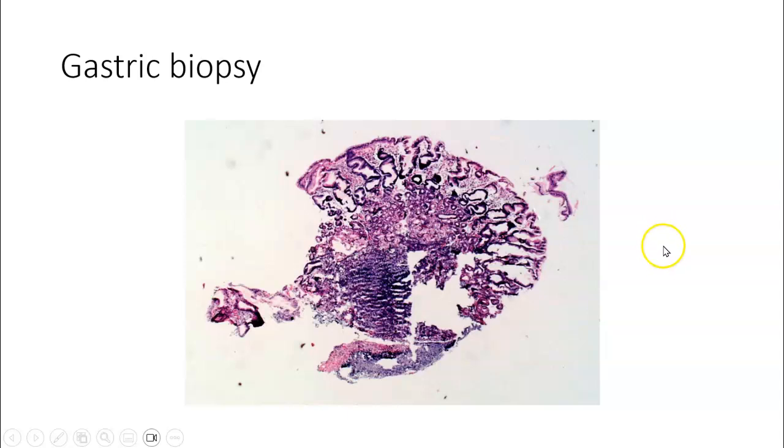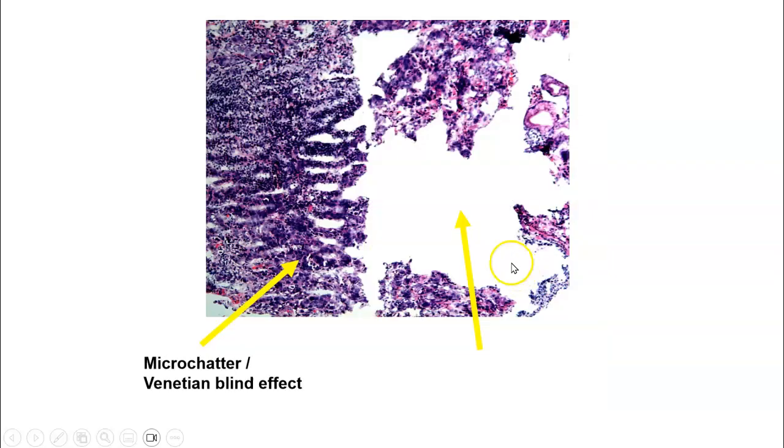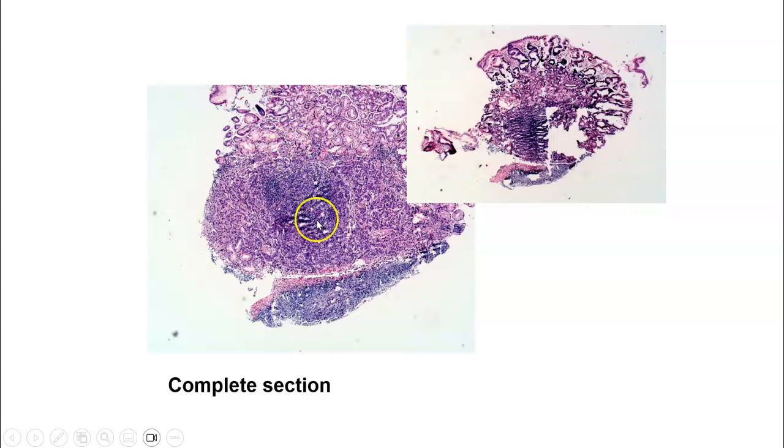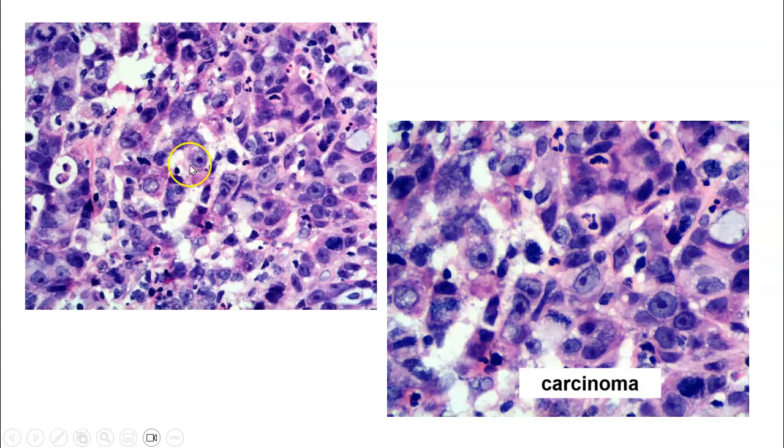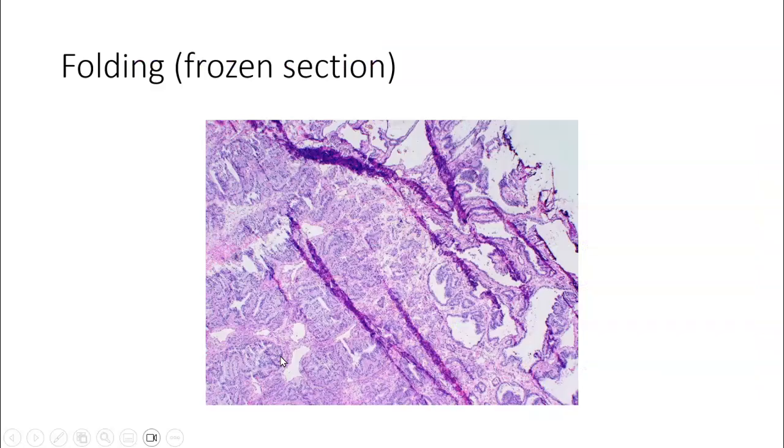Now, this is a gastric biopsy that was actually sent for frozen section, and you can see that there's Venetian blind artifact here, and over here there is literally a hole. So this would be a very incomplete section. On further sectioning, with complete sections, you can see the hole has filled up. Very frighteningly, the malignant cells were actually sitting in that area. So if we had not taken the trouble to cut into a complete section, then we may have missed the carcinoma on frozen section.